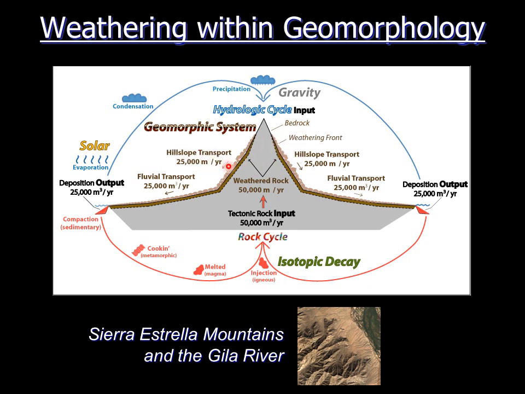Later we're going to learn about hill slopes that use gravity to move that stuff down into rivers, and then rivers dump it off into the oceans. That's your geomorphic system. The system is your inputs of tectonic rock. It weathers, it gets hill sloped, it gets transported by rivers, and then the output, it eventually gets dumped off into the oceans. I include a picture of the Sierra Estrella Mountains and the Gila River here to give you a sense for this process in a real example. So hopefully that helps. But all we're talking about here is weathering.